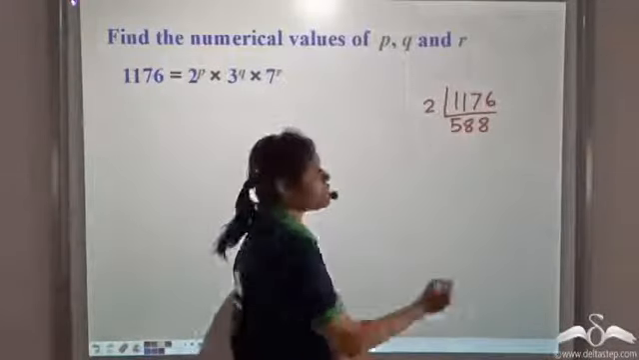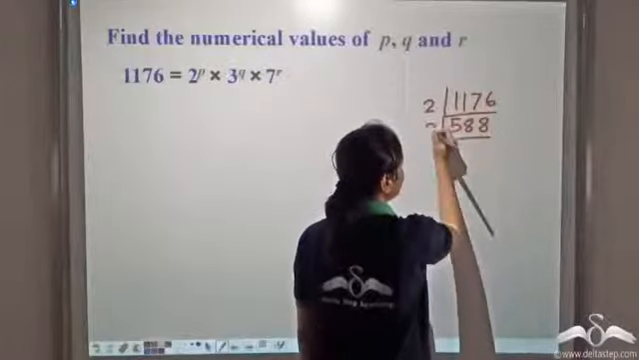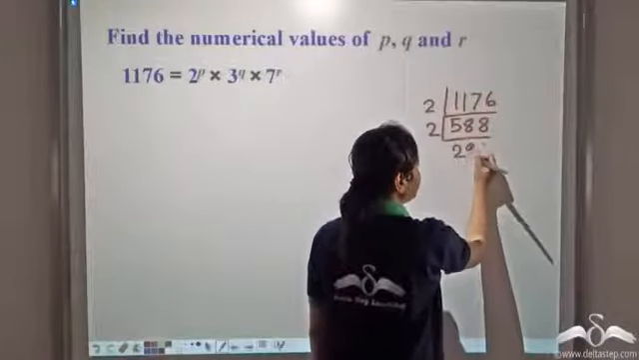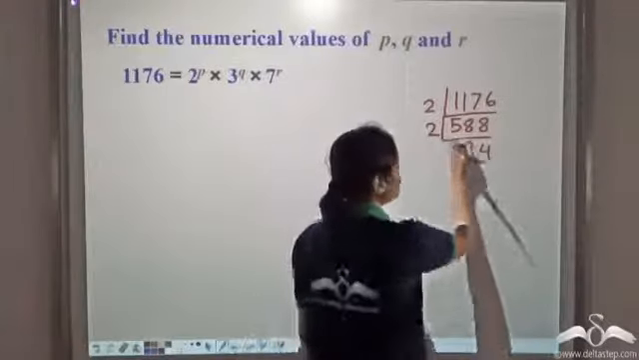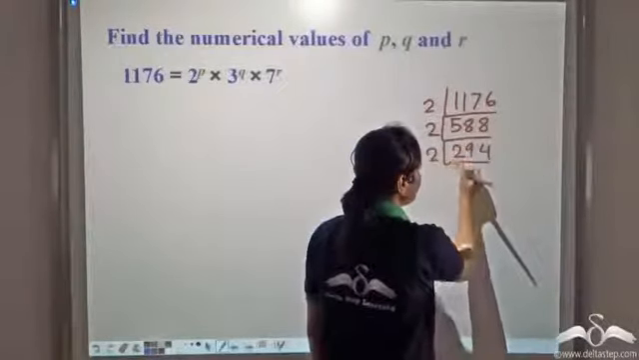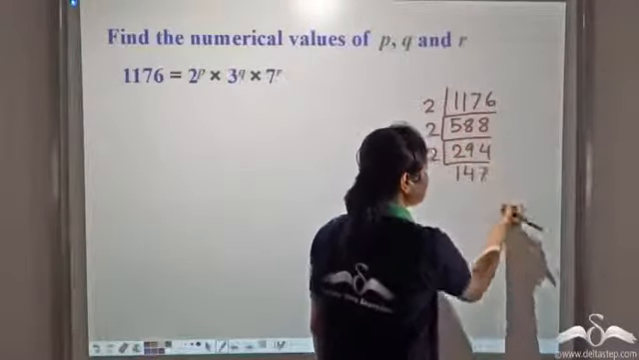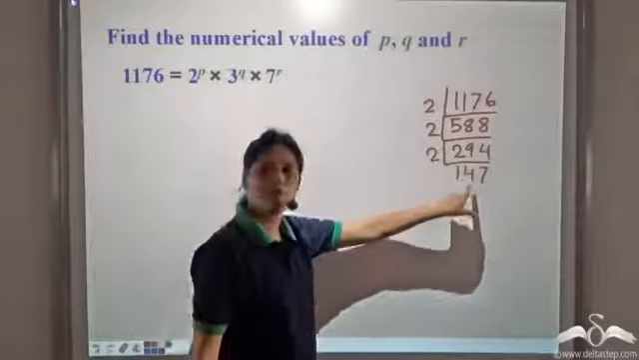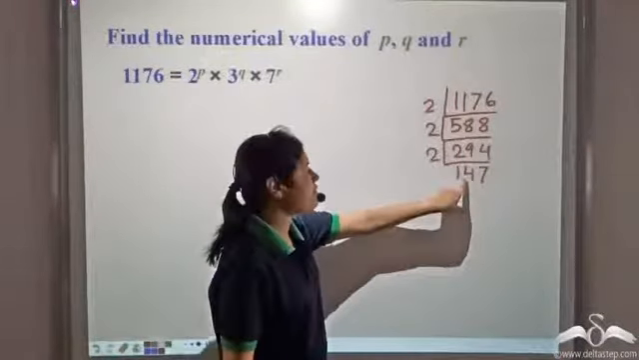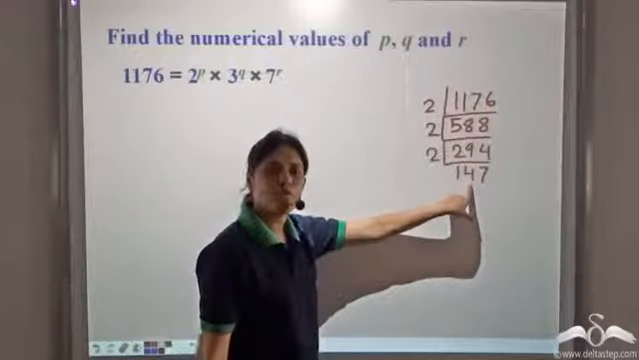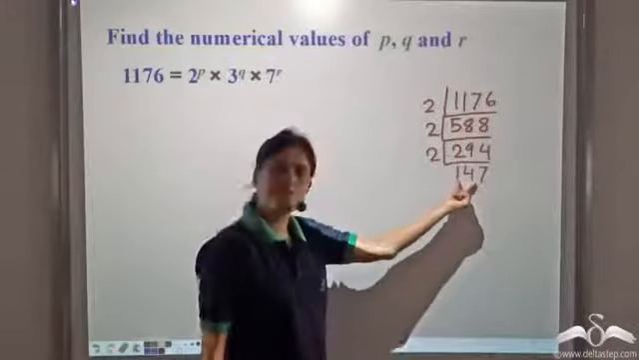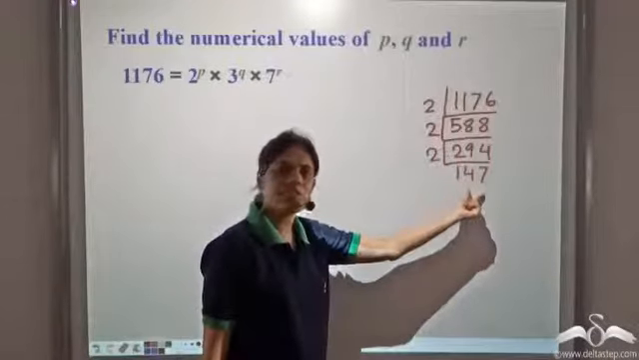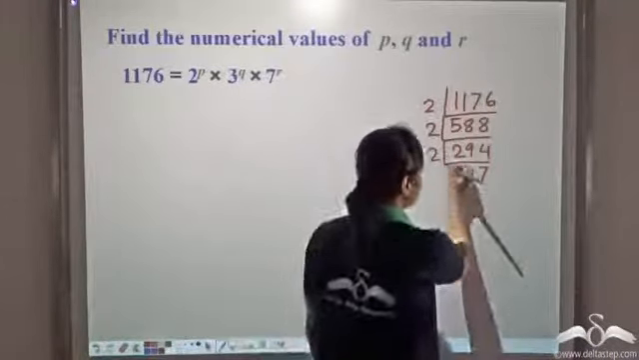588 is divisible by 2. So 2 into 294. Again 294 is divisible by 2. So 2 into 147. It is no more divisible by 2. Let's check for 3. 1 plus 4 is 5. 5 plus 7 is 12. 12 is divisible by 3. So this number is also divisible by 3.